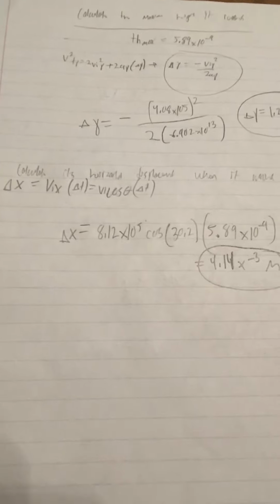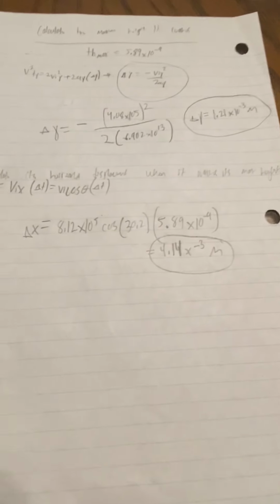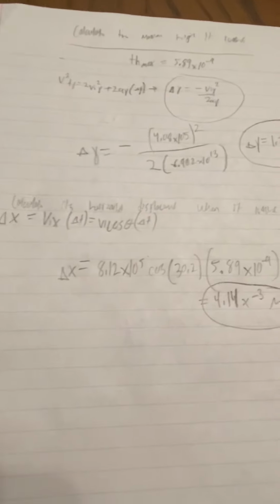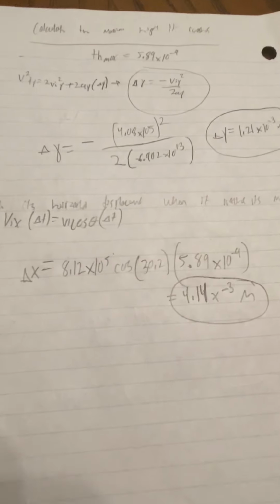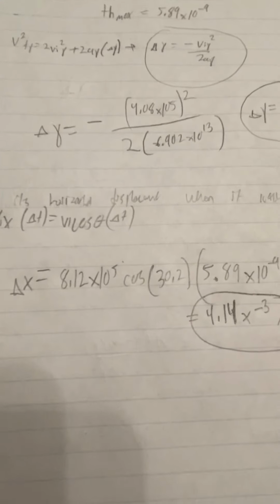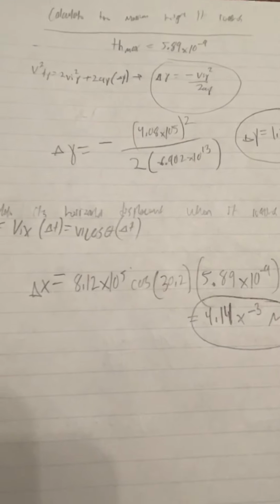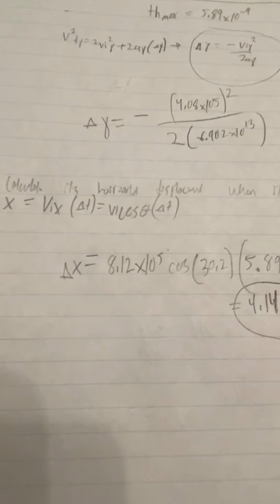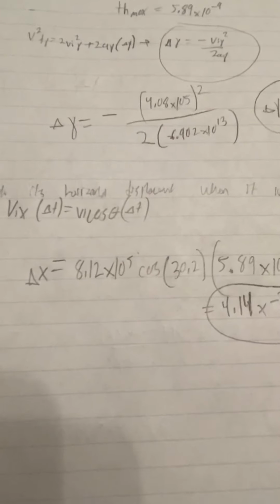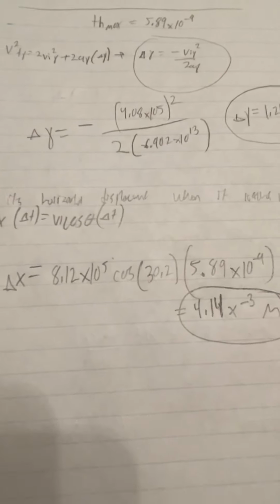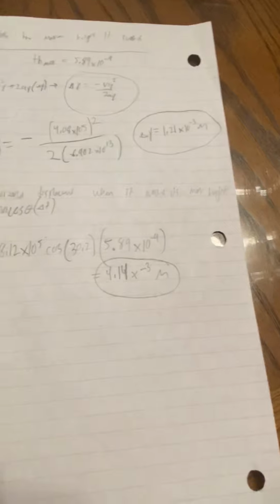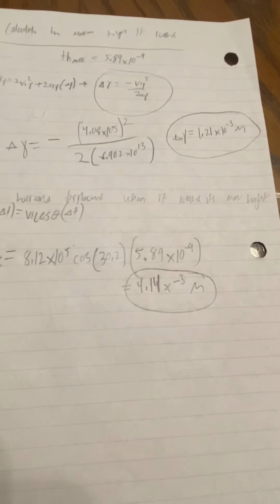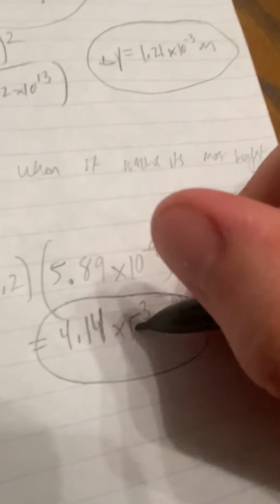The last part is to solve for the horizontal displacement it reaches at the maximum height. You can use the horizontal component, and the number I told you earlier comes into play here. It's the change in t, and the v_i we already know from earlier is 8.12 times 10 to the 5th. This time we're going to use cosine of the angle, which is 30.2. That ends up equaling 4.14 times 10 to the negative 3 meters.